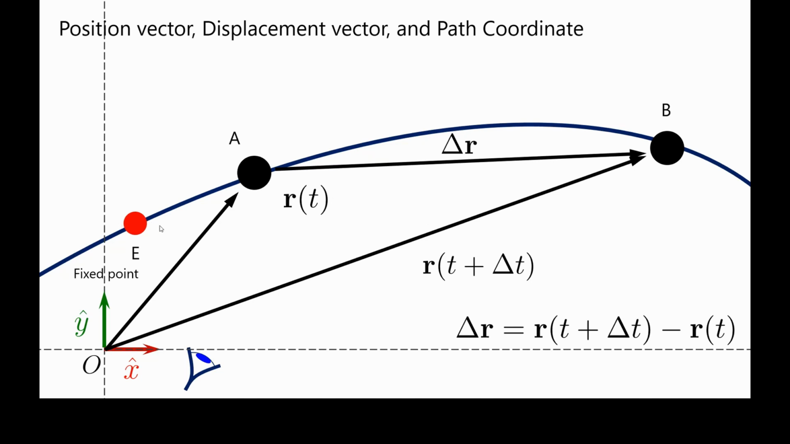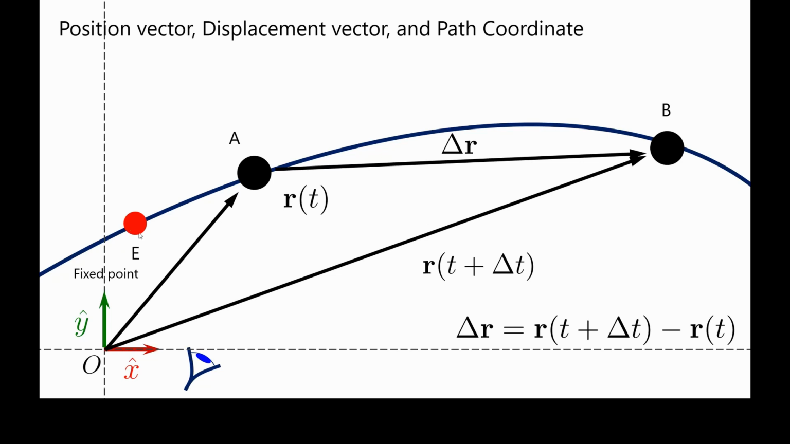Let's say we try to define some fixed point E. This fixed point E here. So you have your position vector, your r(t), and then your r(t + delta t), and you will have a displacement vector. What is the displacement vector? Remember our definition of displacement? It is the difference between the final position and the initial position. So the displacement vector must define that straight line distance between two points. So delta r can be considered as your displacement vector, or delta r is what you call the displacement vector, which has the same expression as this one.